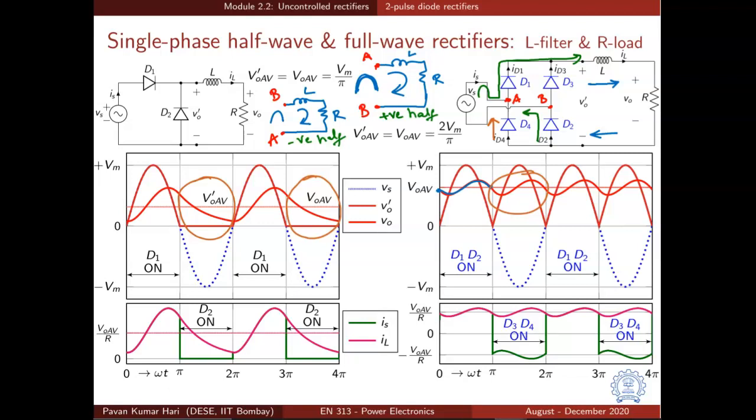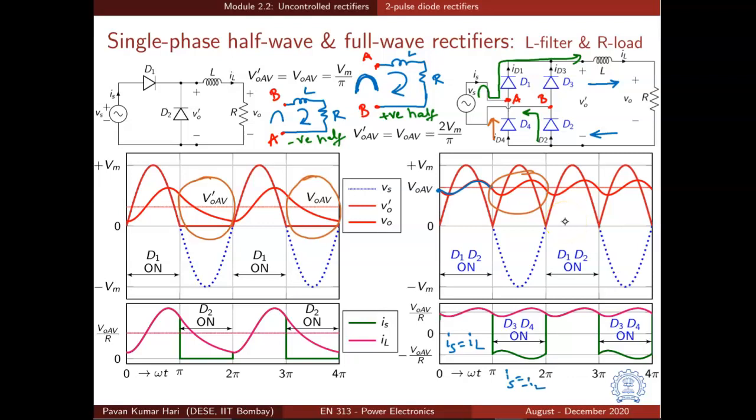And what is the average output voltage? The average value of VO dash is the same as the average value of VO, and that is equal to 2Vm by pi, which can be obtained by integration. This again is because the average voltage across the inductor is 0 in periodic steady state. And how about the source current? Source current Is is equal to the inductor current in the positive half, whereas Is is equal to the negative of the inductor current in the negative half.